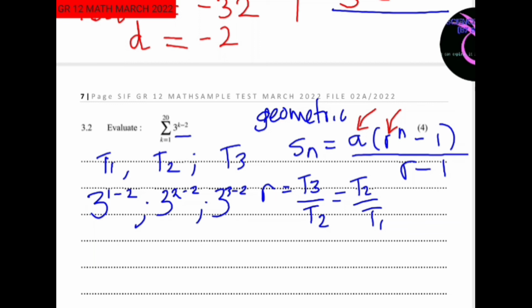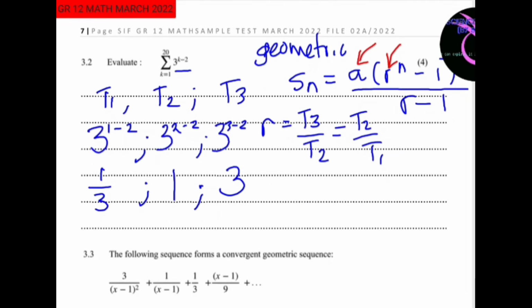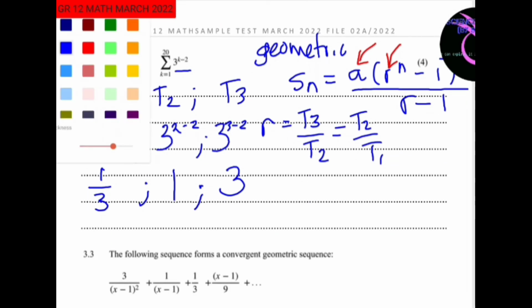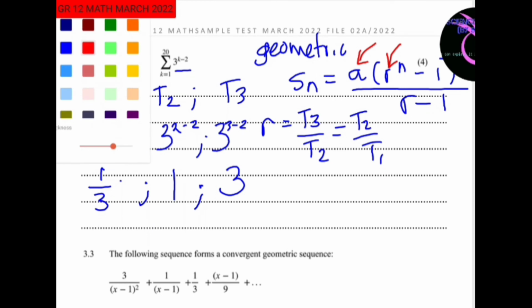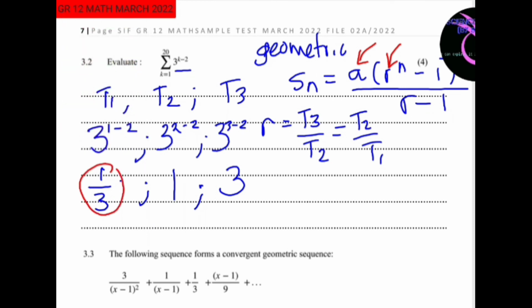This simplifies to 3 to the power of 1 minus 2 is 3 to the negative 1, which is the same as 1 over 3. This becomes 3 to the power 0, which becomes 1. This becomes 3 to the power of 1, which becomes 3. So now I can see that my a value, there is my a value, there is a.